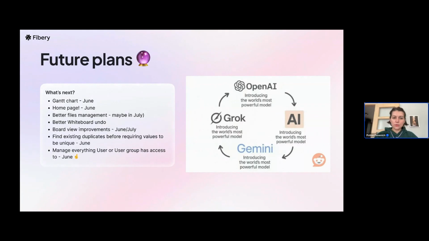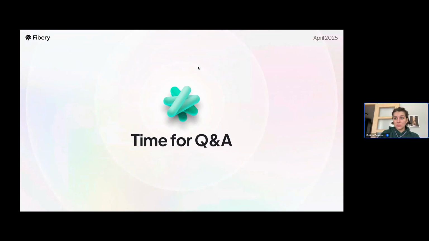Better whiteboard undo, something I already mentioned. Board view improvements, unfortunately not a full redesign solving core issues, but redesigning the biggest UI challenges mentioned by our customers across time, maybe by you as well. Find existing duplicates before requiring values to be unique, and manage everything a user or user group has access to. So this is what we plan in terms of permissions. This is it. Not 20, but 30 minutes, but still not that bad.